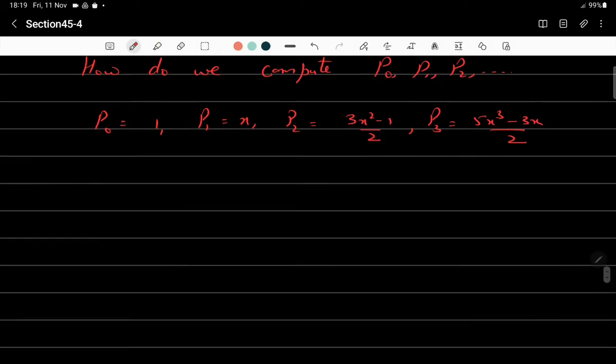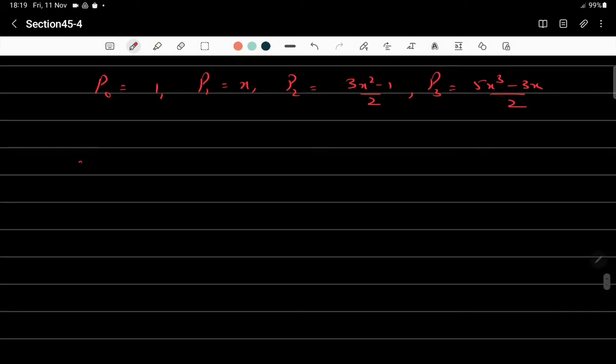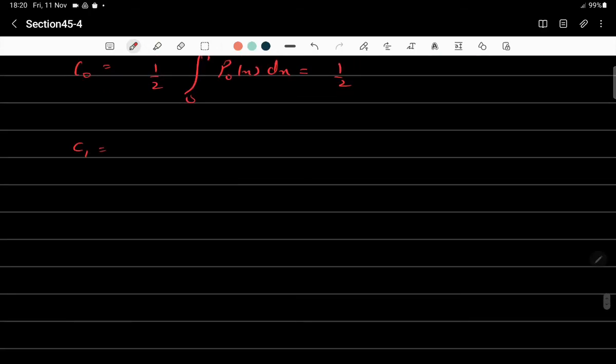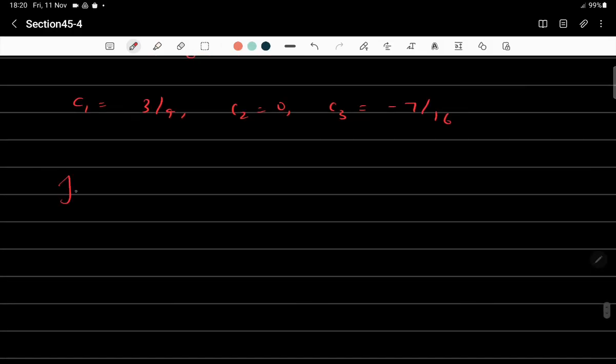Yes, these are sufficient. So now if you try to compute c naught, for example, c naught would be half the integral from 0 to 1 of P naught(x) dx. It comes out to be half. Other integrations are quite easy. Please do verify by yourself. So once you have a few values, then you can write f of x to be c naught P naught plus c1 P1, c2 is 0, so c3 P3 and so on.